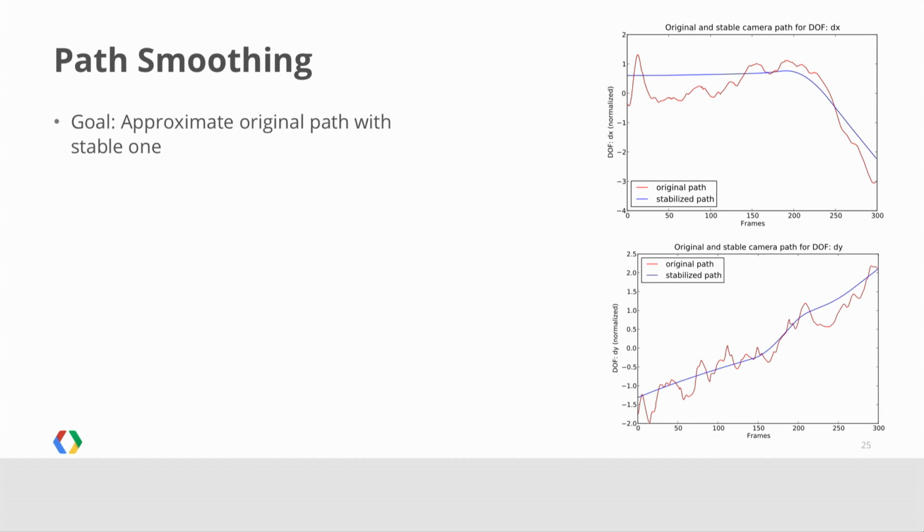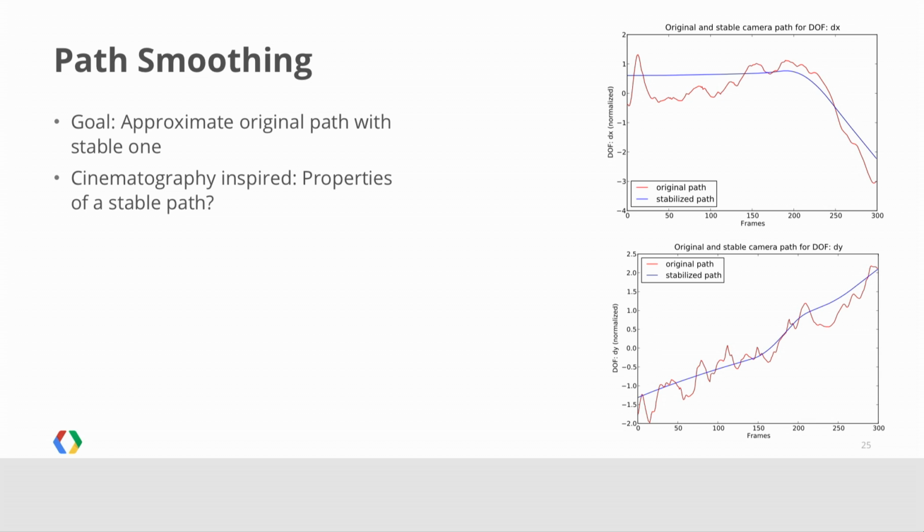So here we just show the translation x and the translation y. The original camera path is shown in red, and we're trying to approximate it with a stable path that is shown in blue. This is our result. So you see the stable path has some properties. When we started our project, we asked ourselves, what would be the property of a good stable path if a cinematographer would have captured it?